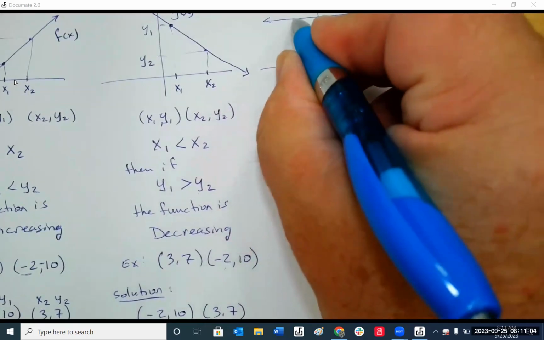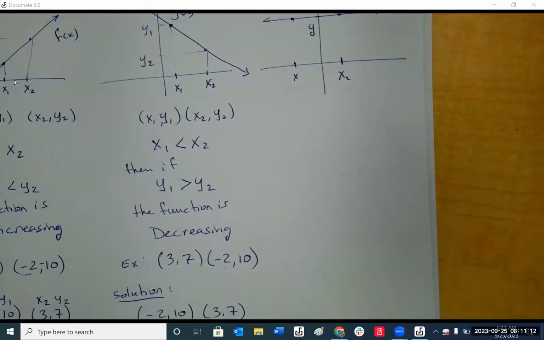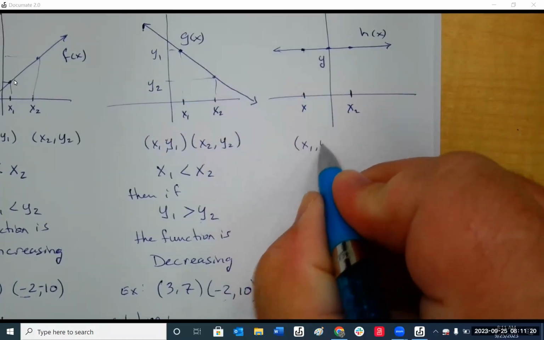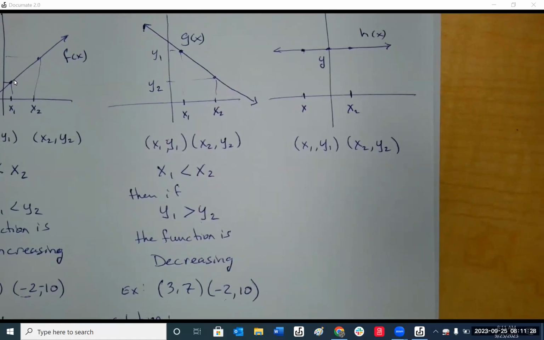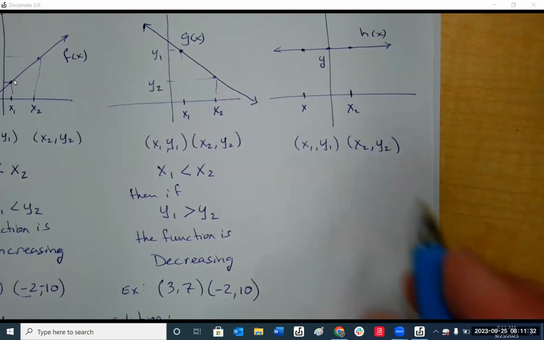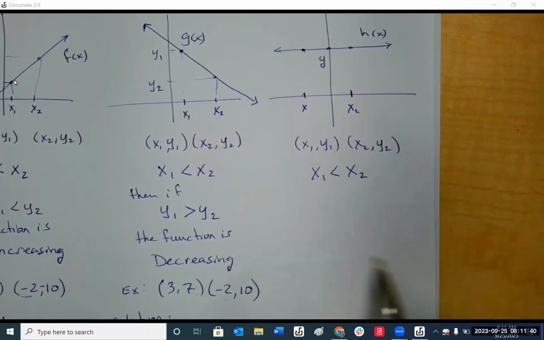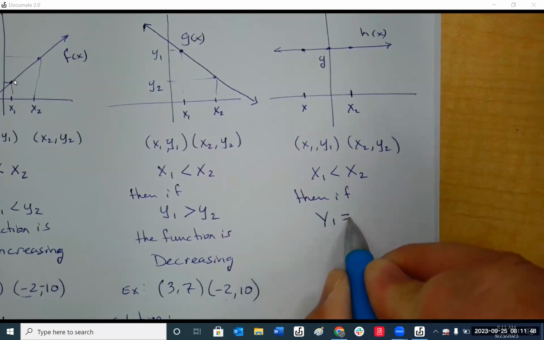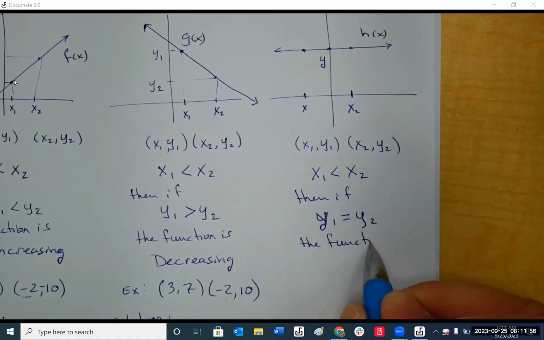Okay, now we have 2 values here, x1 and x2, and they both belong to the same y value. And to keep things consistent, we'll always say that x1 is less than x2, which for this, you'll see is not even necessary. Then if y1 equals y2, the function is constant.